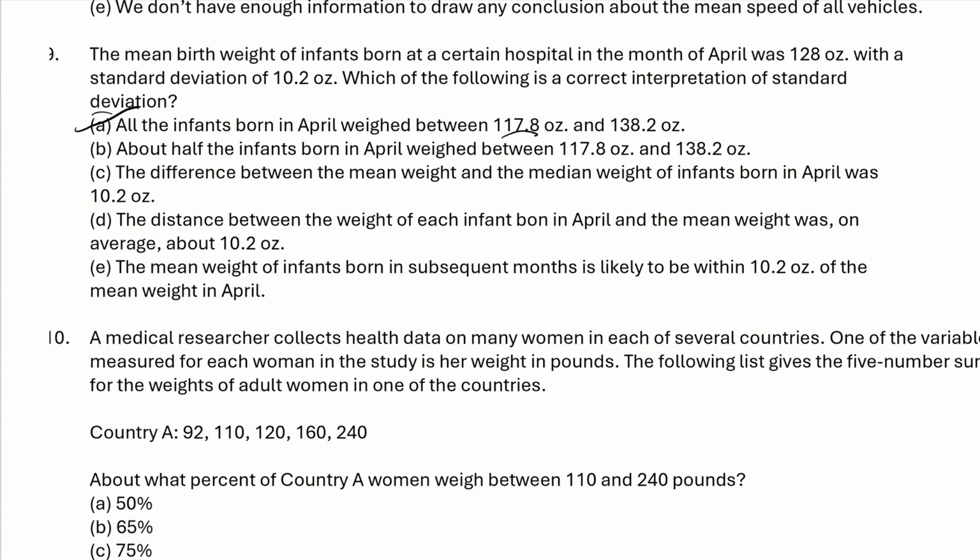The median, or rather the interquartile range. The interquartile range gives you, like, it's between this and this, right? Like about half of them. No, so this is incorrect. We're not talking about percentages or anything like that.